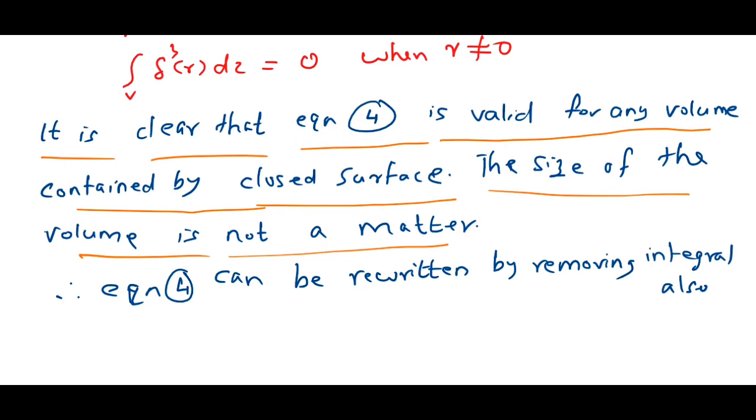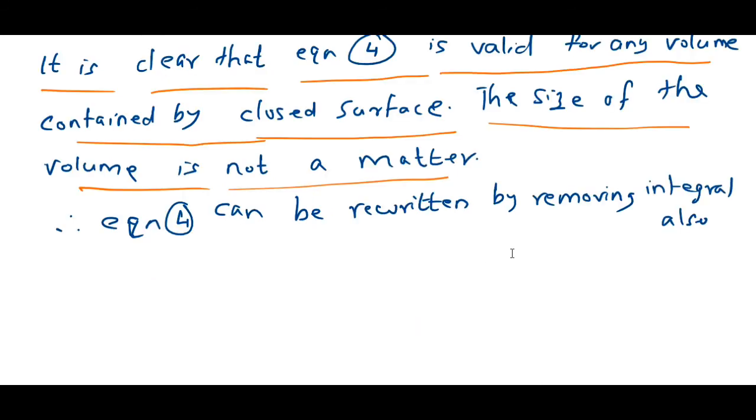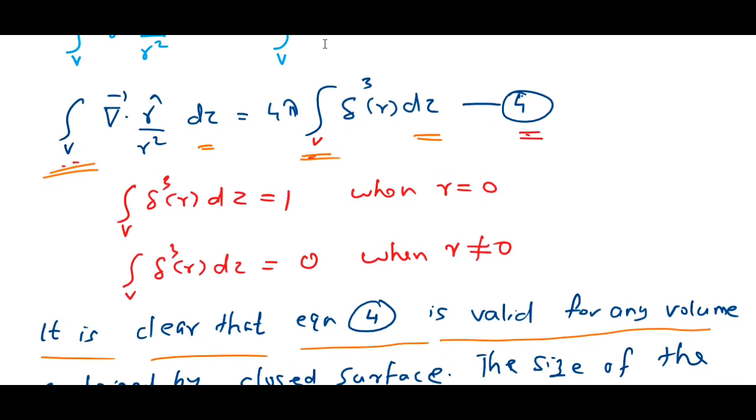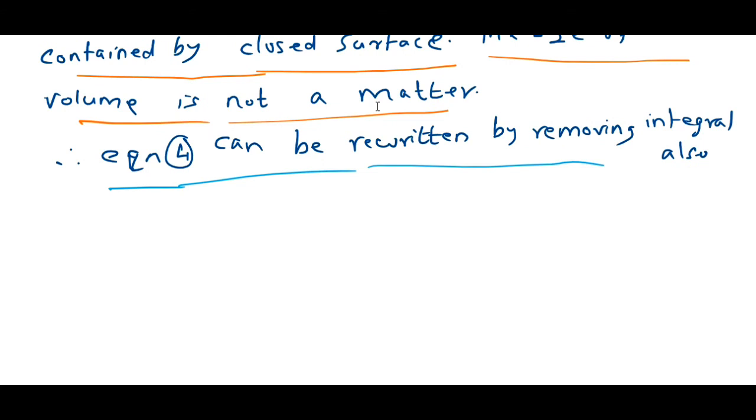And therefore, what is our benefit? Since both sides of this equation contain a volume integral d tau, this equation 4 can be rewritten by removing the integrals. If I remove the integral from these equations, then I can write del dot r cap by r square is equal to 4 pi delta cube r. That is our final result.